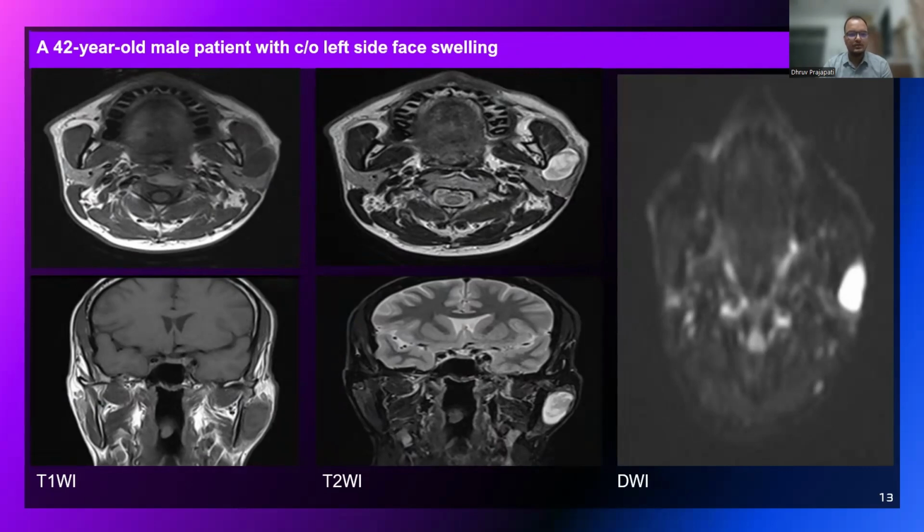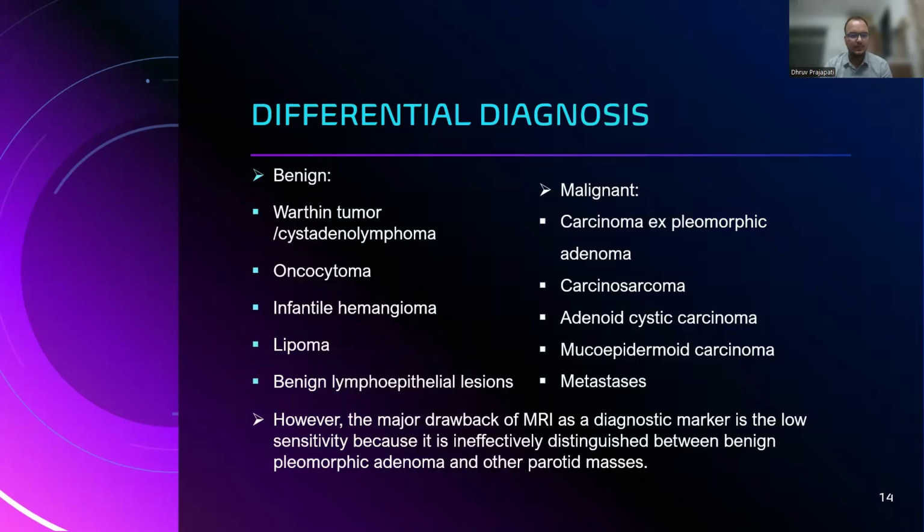Fifth case: a 42-year-old male patient with complaint of left side of face swelling. The lesion appears in the parotid region, similar to the previous case. T1 images show a hypointense signal in the lesion, and T2 and DWI images show a hyperintense signal.